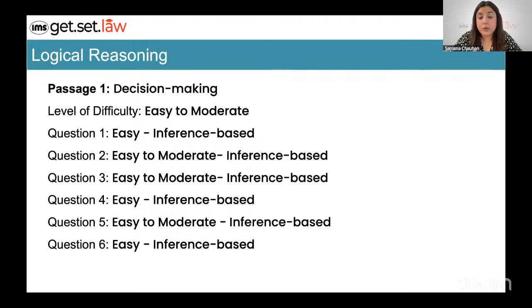Anybody who ended up not doing well in logical reasoning was because of that decision making passage. So all the questions here, some of them I've labeled as easy because right off the bat, you can eliminate the remaining three options, right? The way some options were framed, they just seemed very ridiculous or absurd in nature.